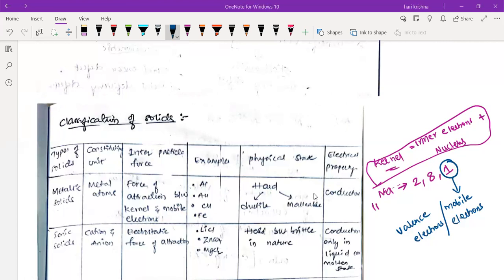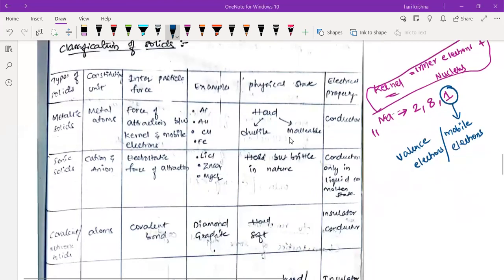So malleability means converting a thick solid metal into a thin sheet. That is called malleability. Suppose you go to a bakery, you can see aluminum foil, right? Aluminum is a solid with a large thickness in its metallic form, but we convert the thick solid into a very, very thin sheet by beating it. That is the malleability property. Like aluminum foil, you can make a very thin sheet. That is malleability.